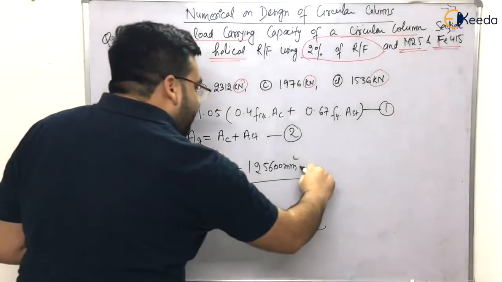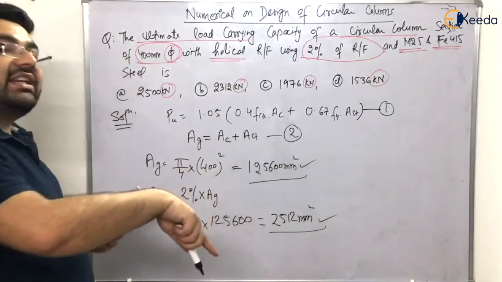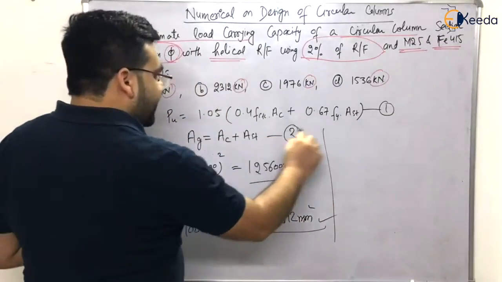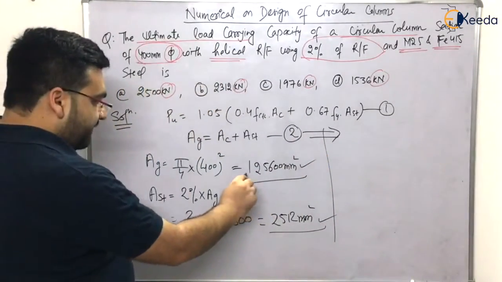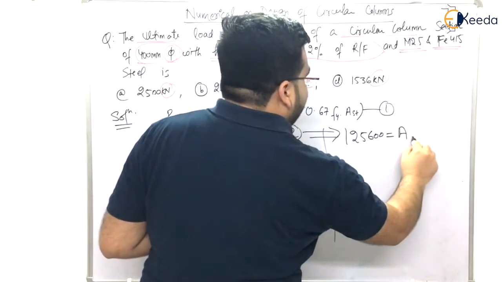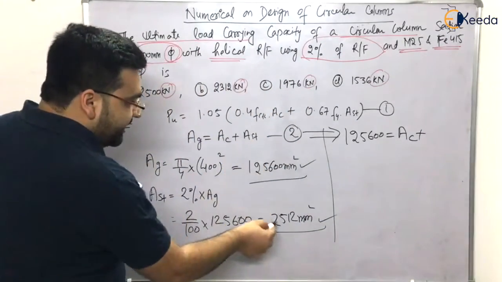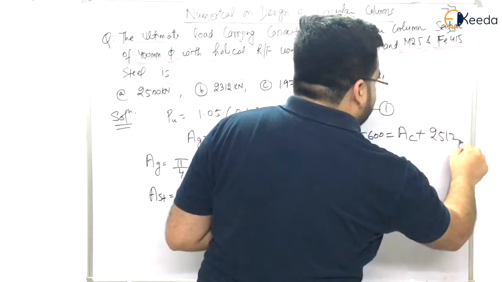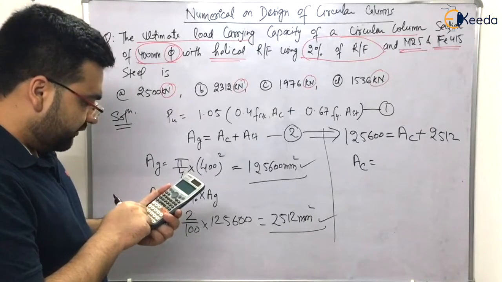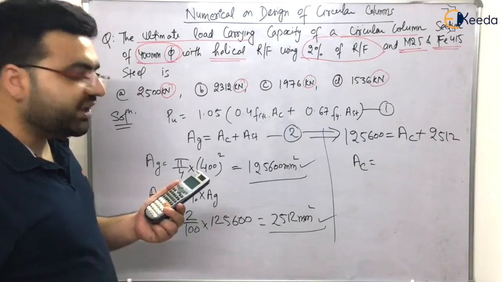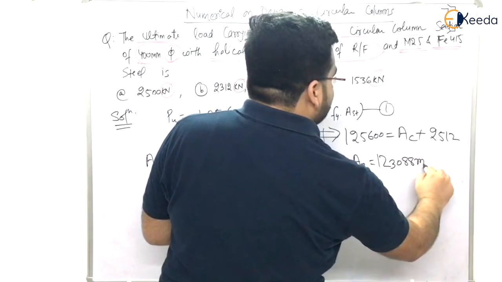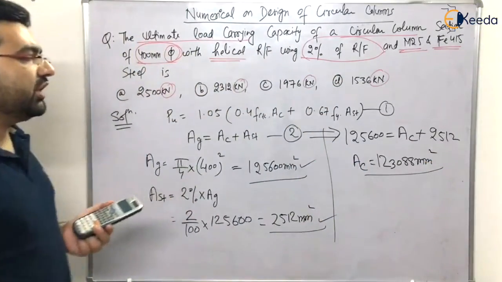If I have the gross area and the area of steel, can I get the area of concrete? Yes, very simple, just subtract. From this equation, 125600 is equal to area of concrete plus area of steel, that is 2512. Subtracting, I get Ac as 125600 minus 2512, which comes out to be 123088 mm square.